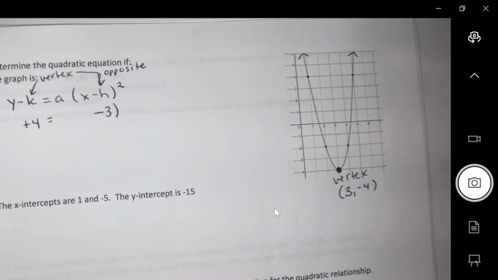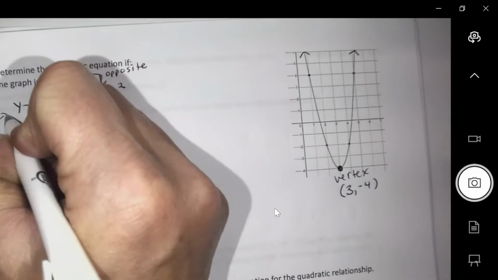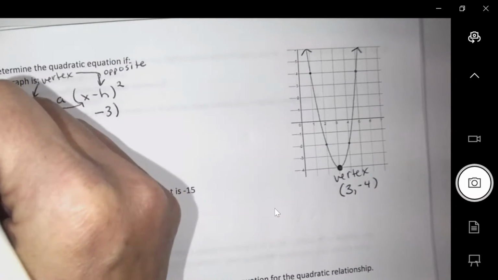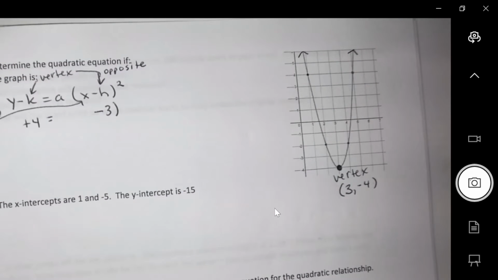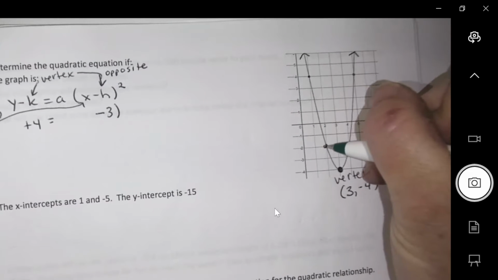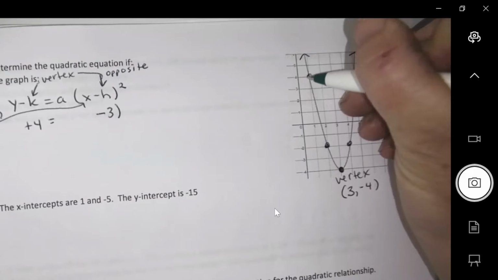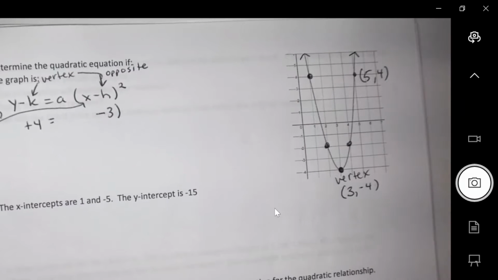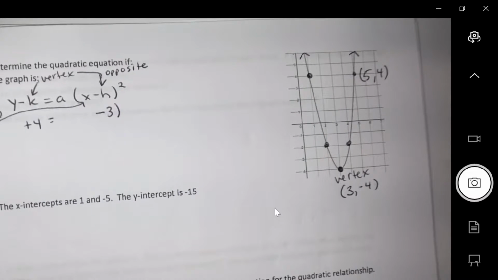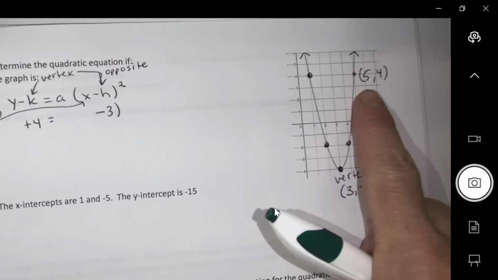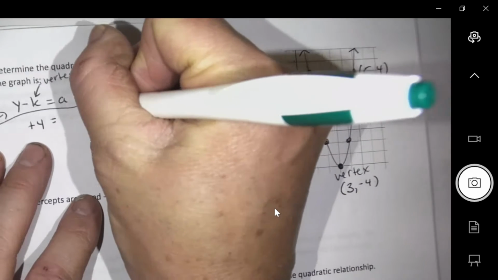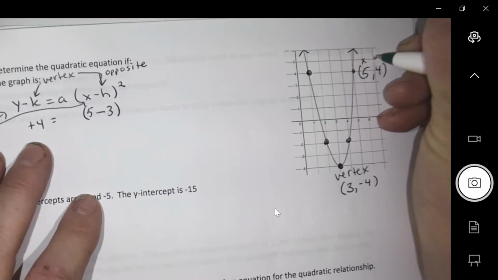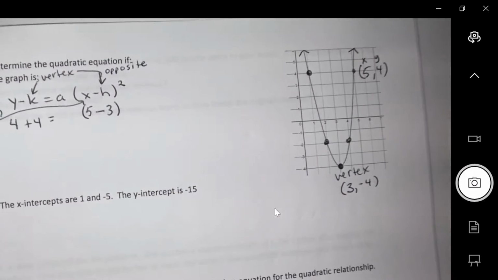Now, I'm going to put in x, y. I'm going to put in a point. I'm going to put in any point, so you can find any other random point. We have lots of options here. You just have to pick one. So I'm going to go with this one. I have a coordinate on there called 5, 4. So I'm going to put the 5 in the place for the x, and the 4 is going to go in place of the y.